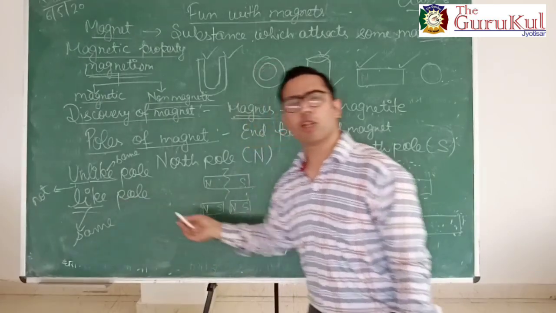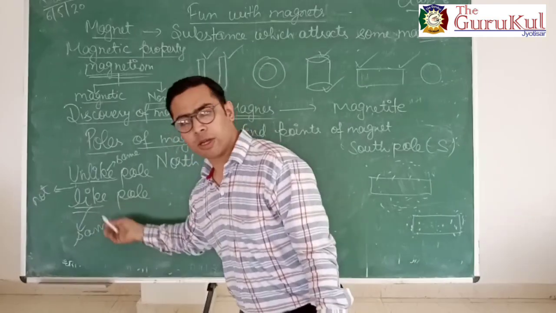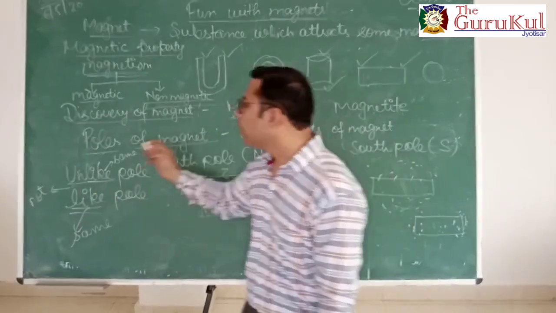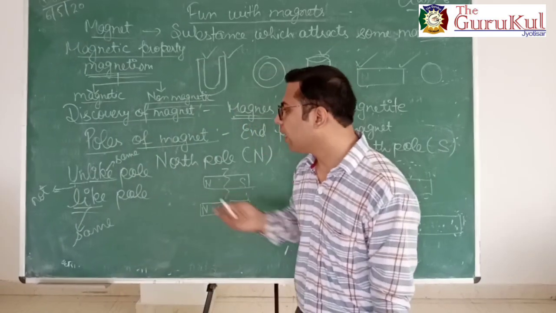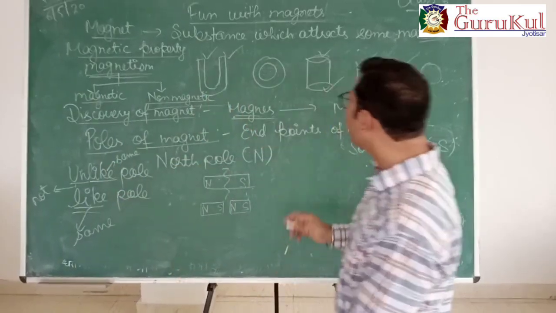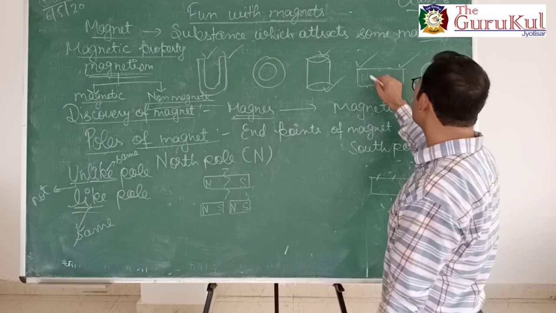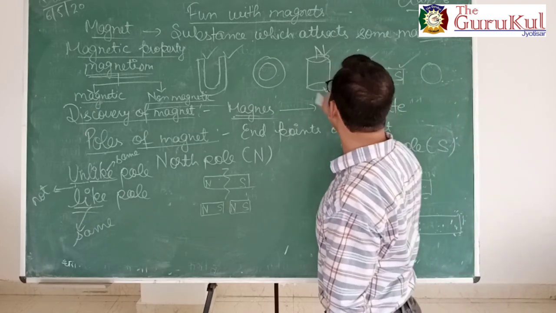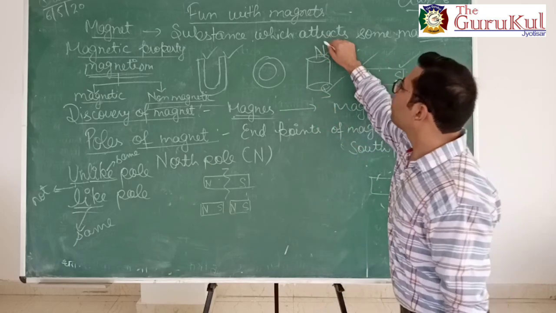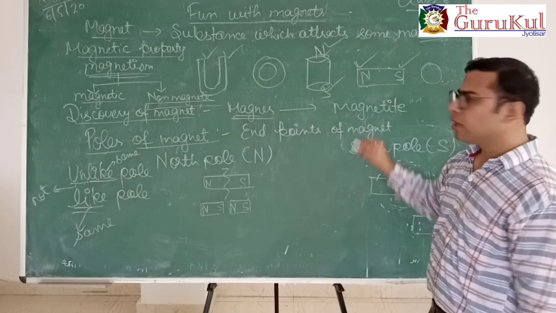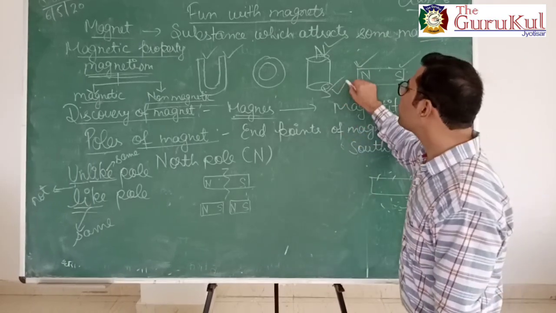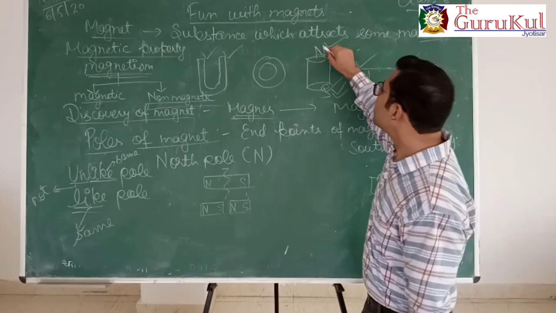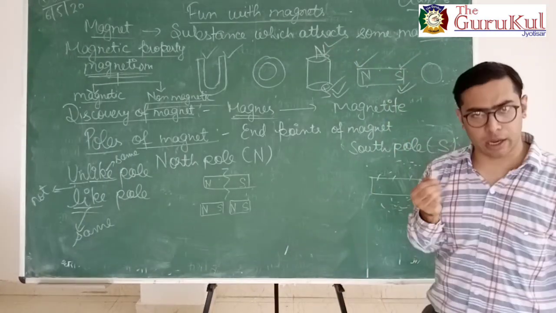Like poles are those poles which are the same, or same poles of a magnet are referred to as like poles, but different poles of a magnet are referred to as unlike poles. For example, suppose it is north pole, it is south pole, it is north pole, it is south pole. This pole and this pole are like poles. Understand? This pole and this pole are like poles, but this pole and this pole are unlike poles.